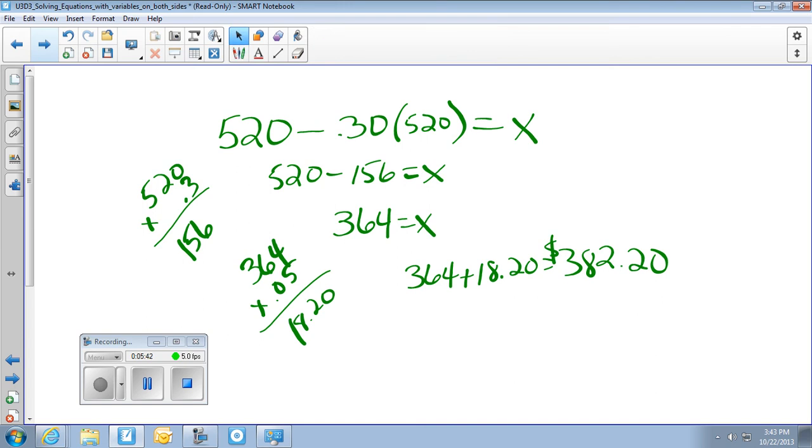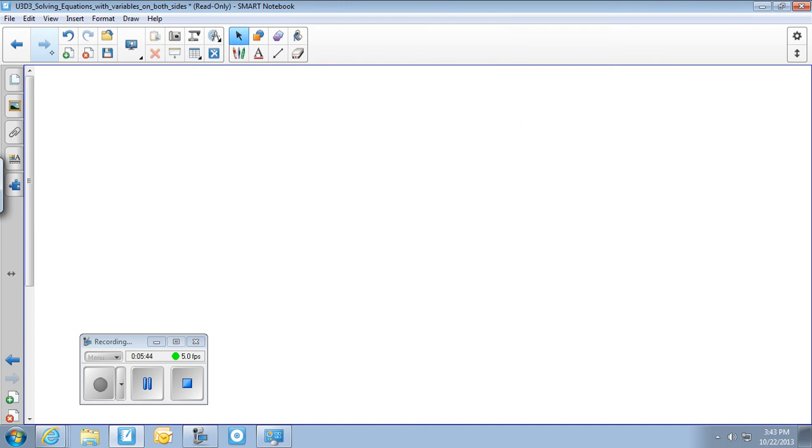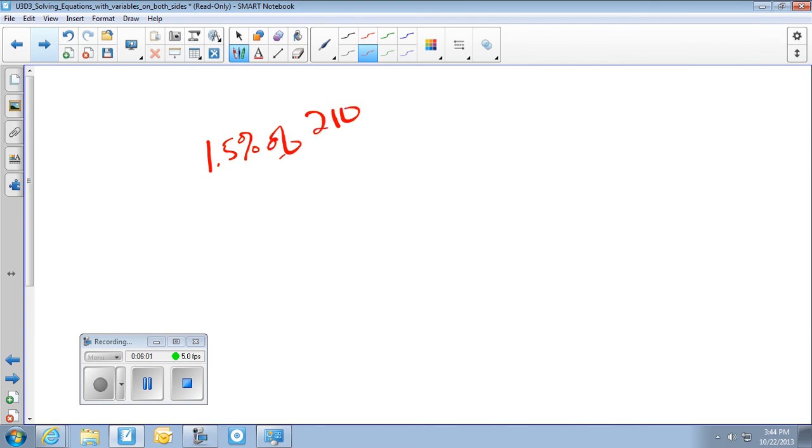That's number 2. Number 3, the electric company raised rates 1.5%. If Lori's monthly electric bill was $210 a month, how much more money is she spending on electricity? So just find 1.5% of $210. Of means multiply. So I can do 210 times 0.015.